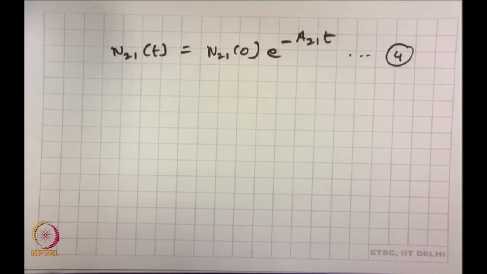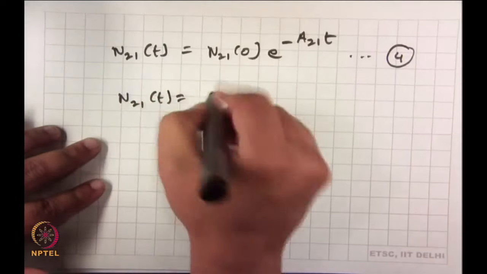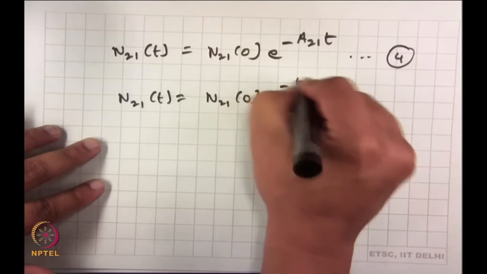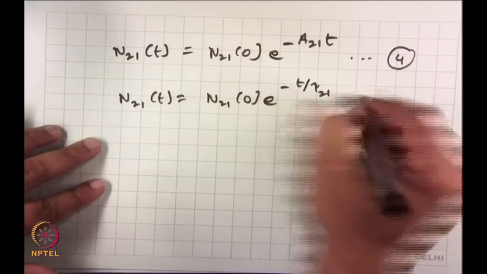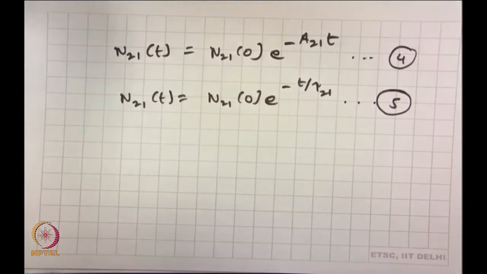Now, what was A21? A21 was a rate constant, was not it? So, I can write this again as n2 of t is equal to n2 0 e to the power minus t by tau2. So, now you can understand where your lifetime is coming from, this is where it is coming.